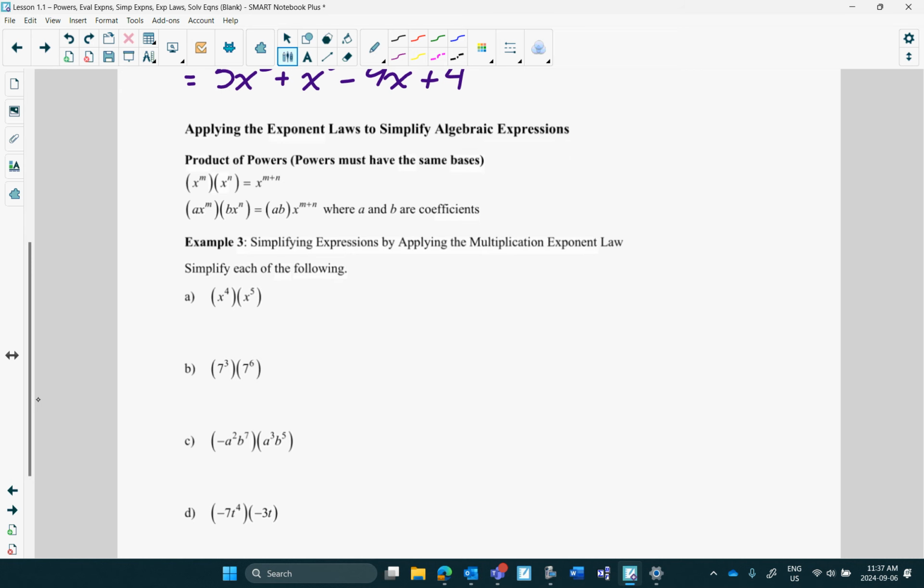So this is one of the 3 main exponent laws. When you multiply 2 powers, they have to have the same base. Otherwise, you can't multiply them together into a single power. So if we've got x to the something times x to the something else, I can combine that x to the whatever the sum of the exponents is. If I've got coefficients in front, I multiply the coefficients together and then I add the exponents.